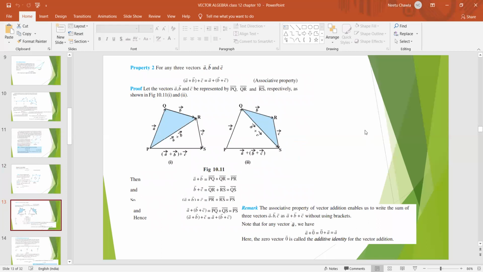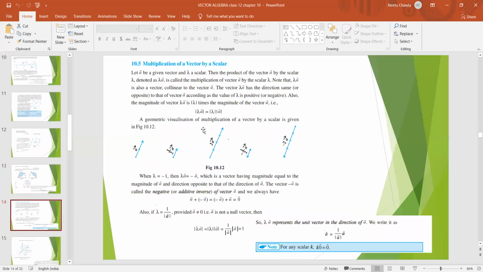Now let us see the associative property. This associative property also holds: A vector plus, in a bracket, B vector plus C vector is equal to A vector plus, in a bracket, B vector plus C vector. The diagram is here, you can easily see it. So this is also a property which is used in vectors.